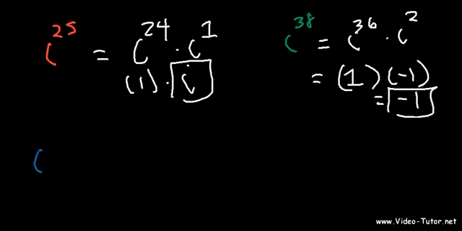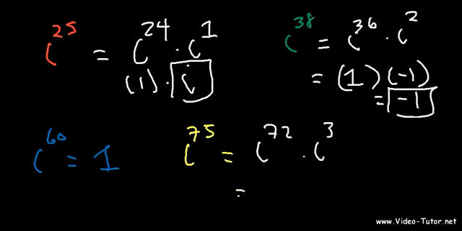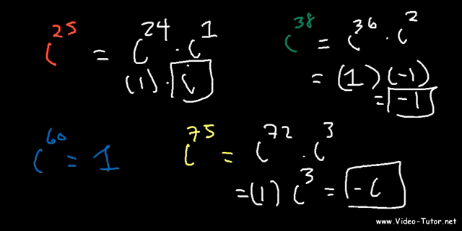So let's say if you want to calculate i to the 60. 60 is a multiple of 4, so it's just 1. If you want to calculate i to the 75, what's the highest multiple of 4 next to 75? This would be 72. 4 times 18 is 72. And the remainder is 3. So we have 1 times i to the 3rd power, and i to the 3rd power is the same as negative i.